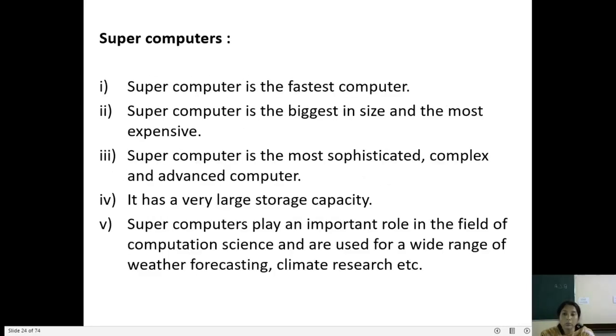And the next is the supercomputer. A supercomputer is the fastest computer, biggest in size, most expensive, and it is a more sophisticated, complex and advanced computer, with very low storage capacity. Supercomputers play a very important role in the field of research as well as weather forecasting. The Super RAM computer was developed by our Indians at the IBM company, the supercomputer which we are successfully using.